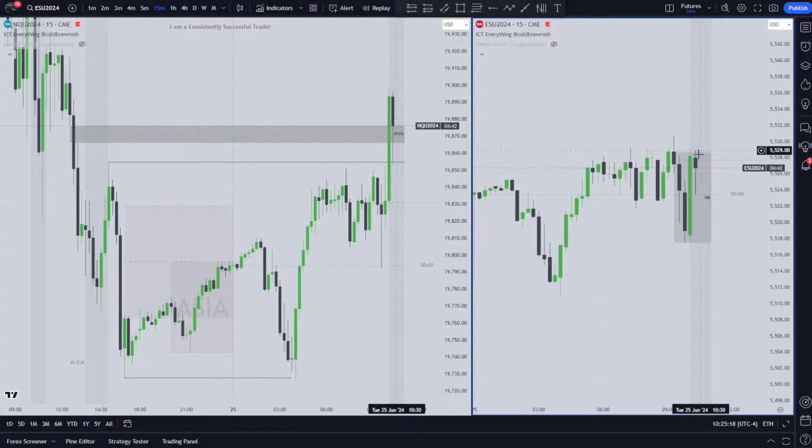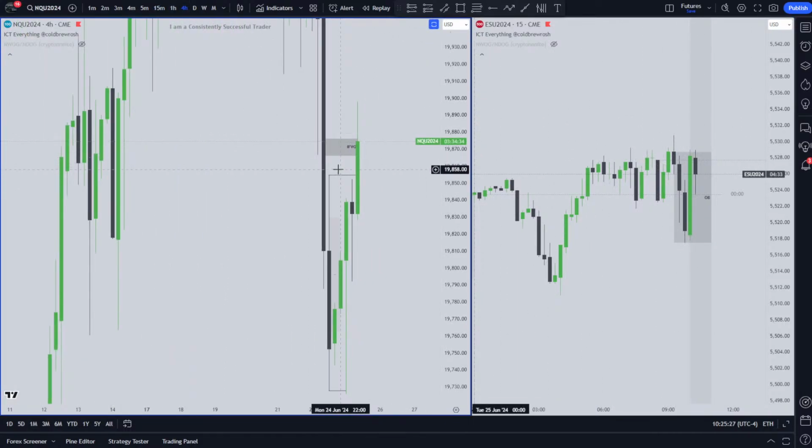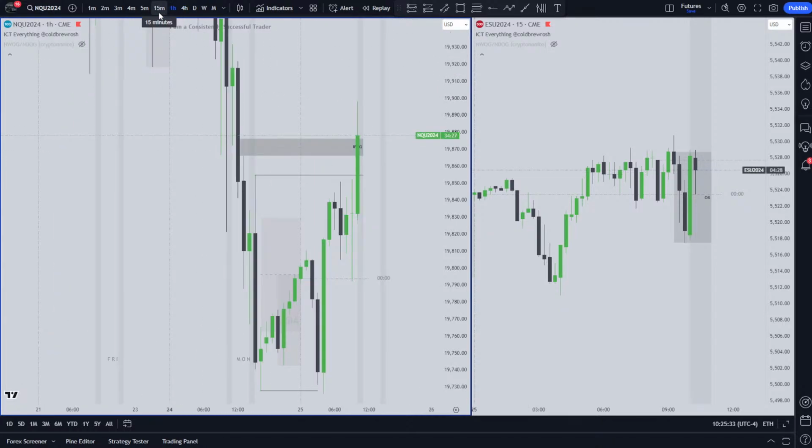Oh, come on, we want to see this 15-minute close above. I need to have that confirmation. Where's that 4 hour? Yeah, we could close back.